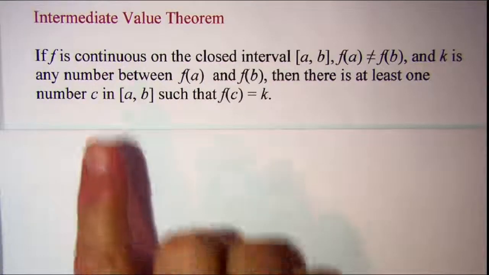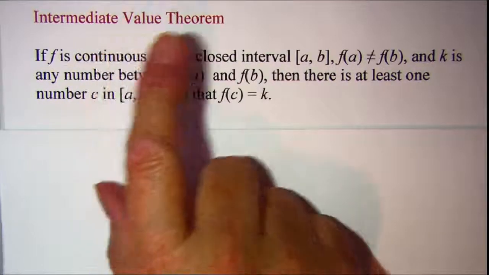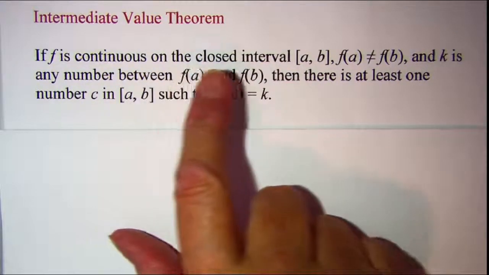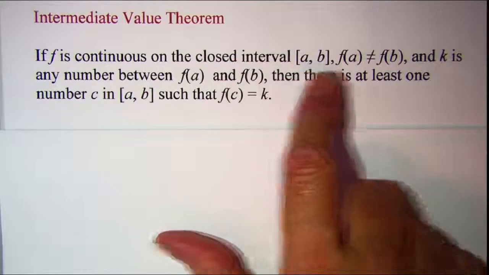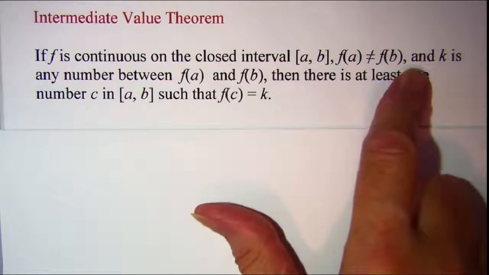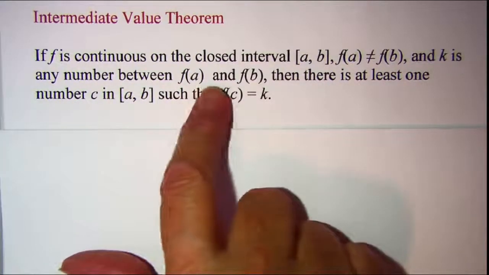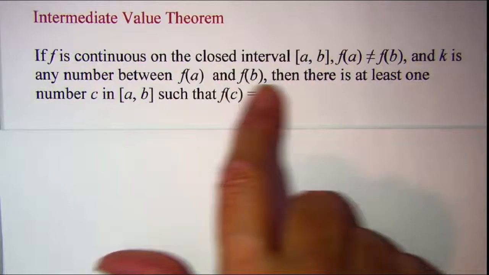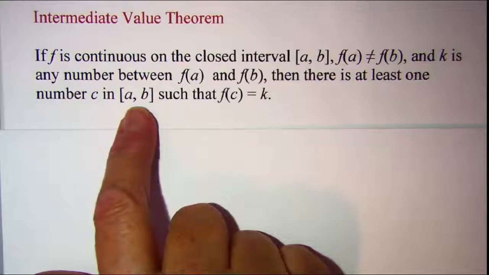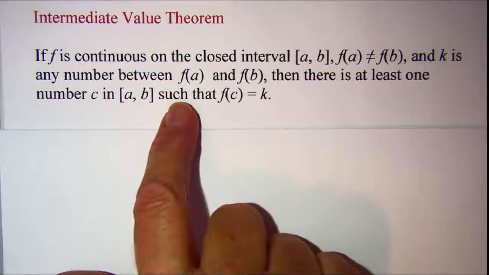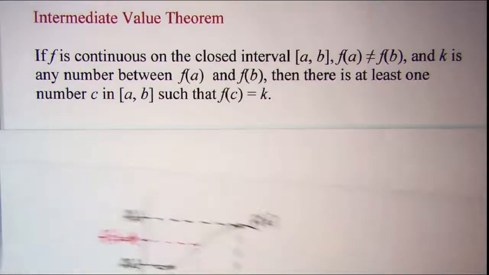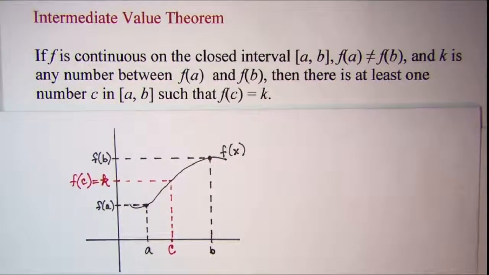In this video, we'll be discussing the intermediate value theorem. The theorem says if f is continuous on the closed interval from a to b, and f of a is not equal to f of b, and k is a number between f of a and f of b, then there is at least one number c in the closed interval from a to b such that f of c is equal to k. Now what that means, here's a diagram of that theorem.